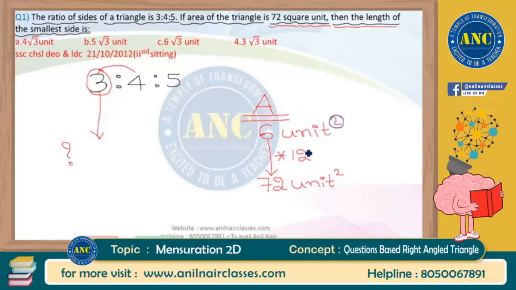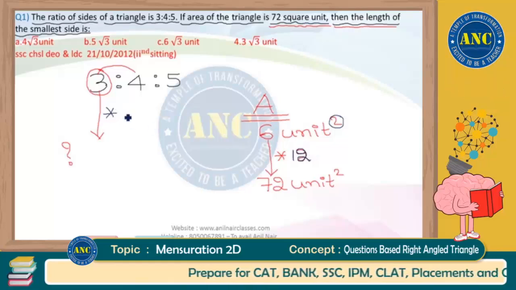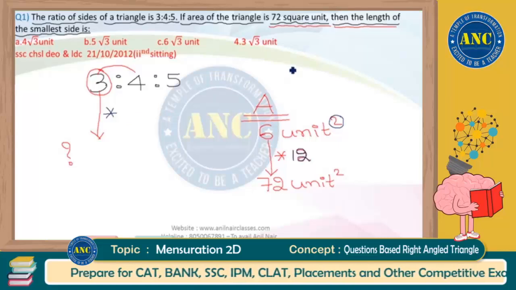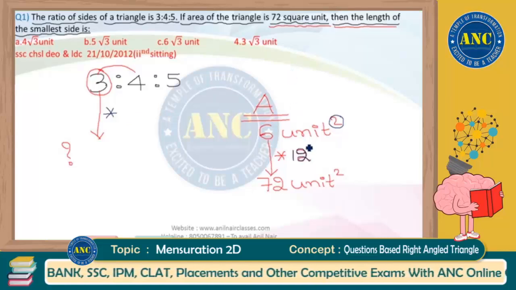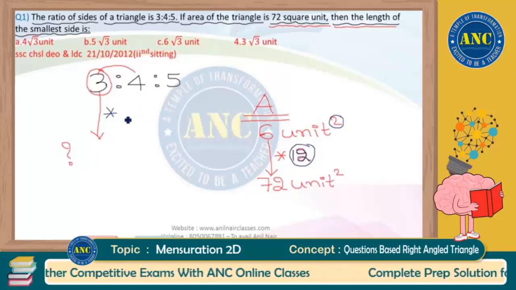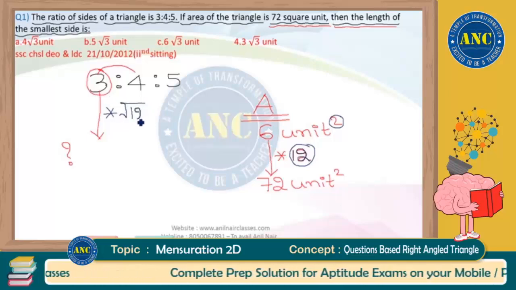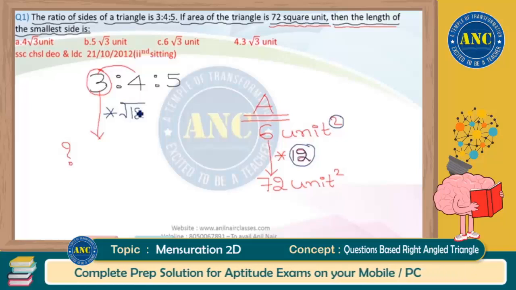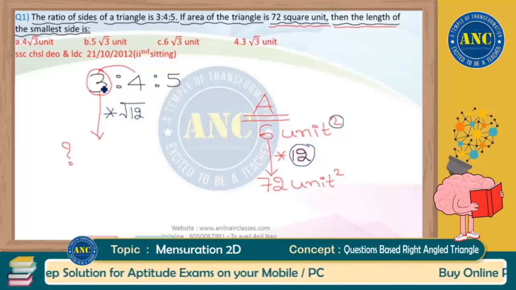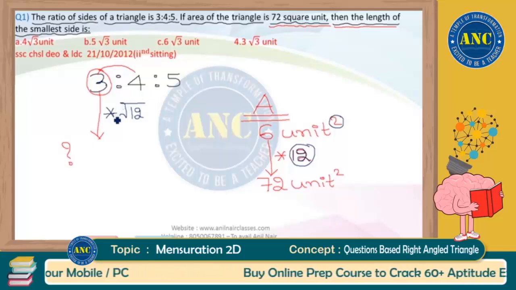When I am converting to unit square, this multiplying factor of 12 that I have found is for unit square. But I want to multiply this 3 in terms of unit. That means if I want to convert 12 unit square into unit, I should multiply 3 with root 12. Or in other words, I will say it in reverse so that you understand it a little better: if the given question is in terms of length unit, then I will multiply by root 12.